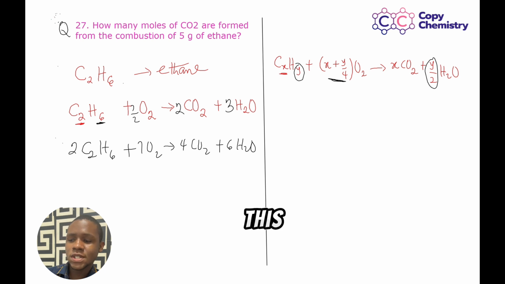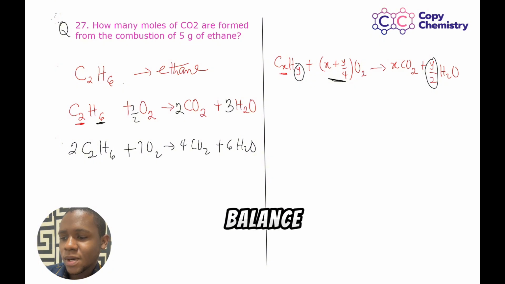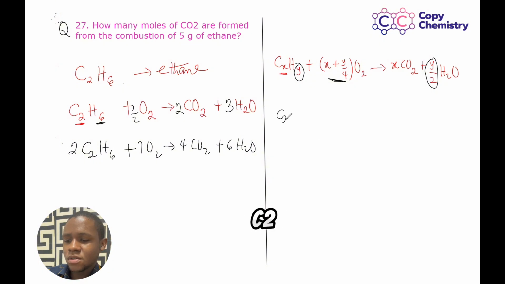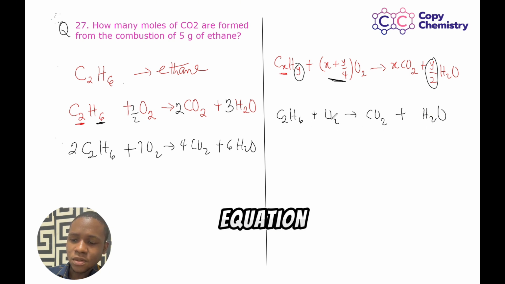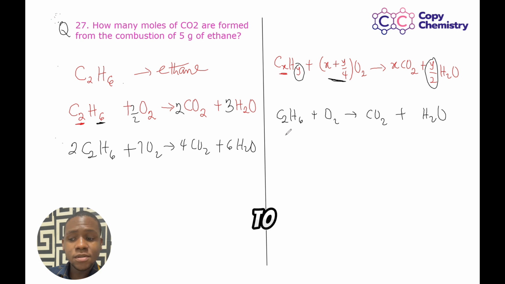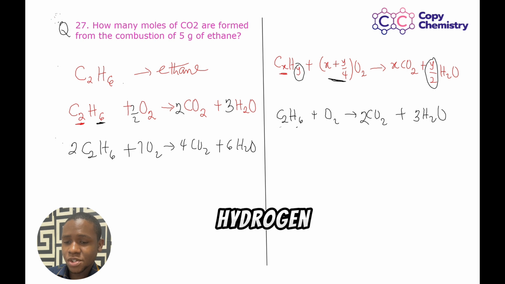And if you didn't want to use this formula, then this is the tip I'm going to give you today if you want to balance stuff like this. C2H6 plus O2, and then you want to form CO2 and H2O, right? So you want to balance this equation. First is to balance carbon. So if this is 2, then just place 2 here. So carbon is balanced. That's the first thing. The second thing is to balance hydrogen. Hydrogen is 6 here, so we're going to put 3 here to balance hydrogen.